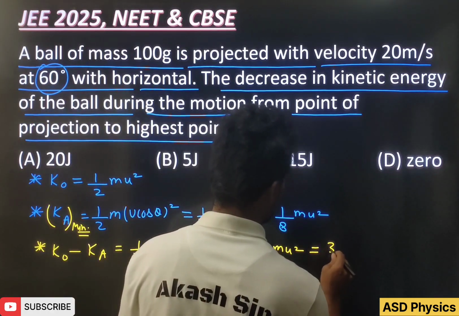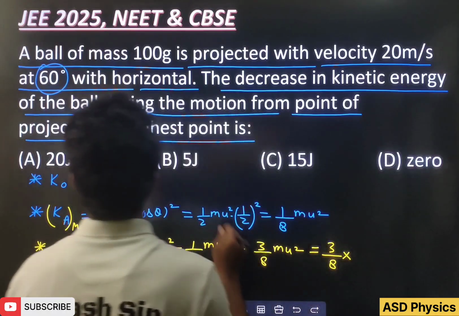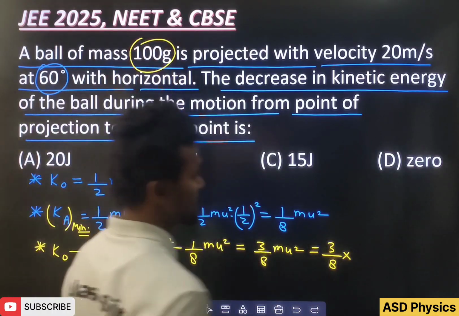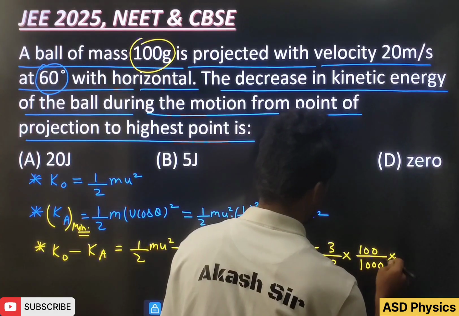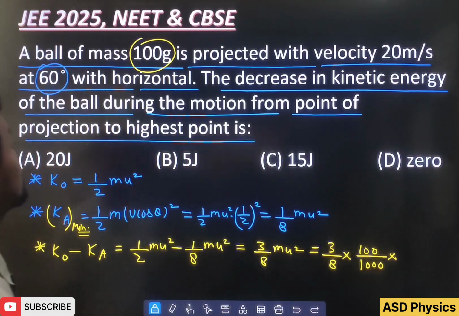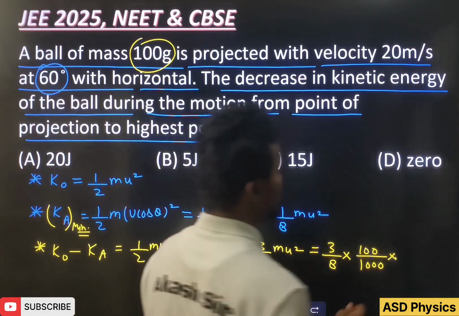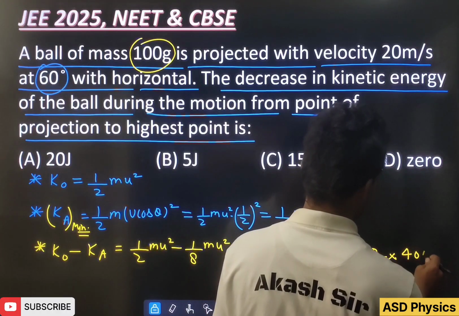Now this is 3 by 8. Mass, how much is given? 100 gram. Convert into kilogram, so 100 by 1000, into u square. U, how much is given? 20. So 20 square will become 400.